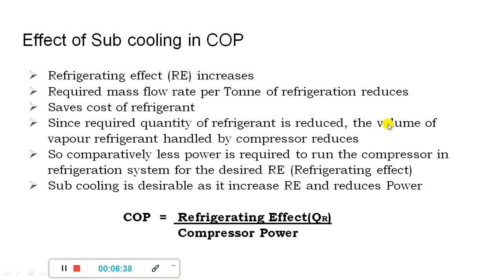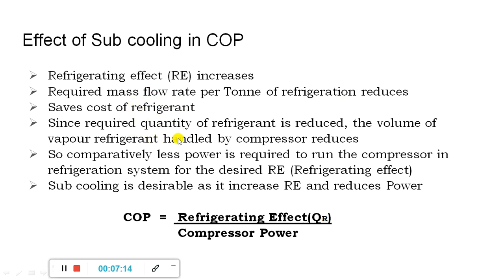So what is the effect of this subcooling? The refrigeration effect increases, which means the more cooled liquid can take more heat from the surfaces, from the place where it is maintained, where it's meant for refrigeration. Then, because of this subcooling, the mass flow rate per ton of refrigeration reduces. So a low mass flow rate is sufficient as it is in liquid form, and it saves the cost of the refrigerant. If it is low mass, then the volume is low, then the cost is low.